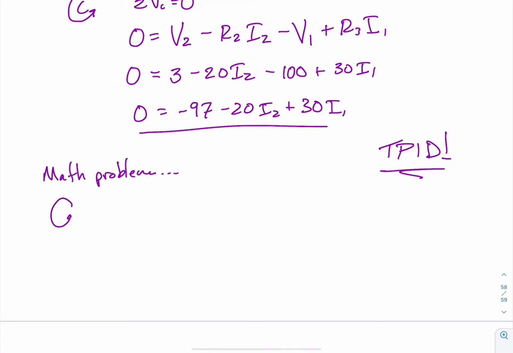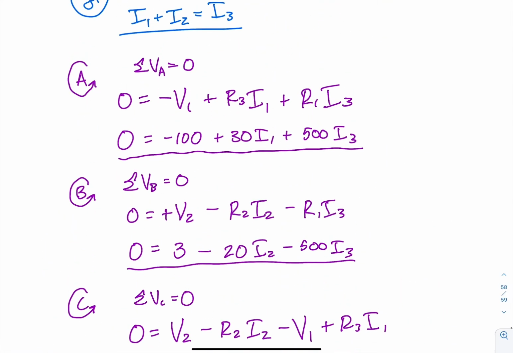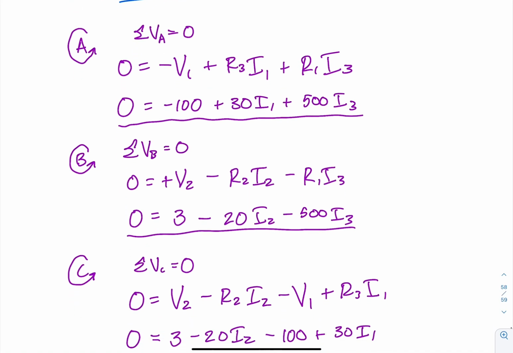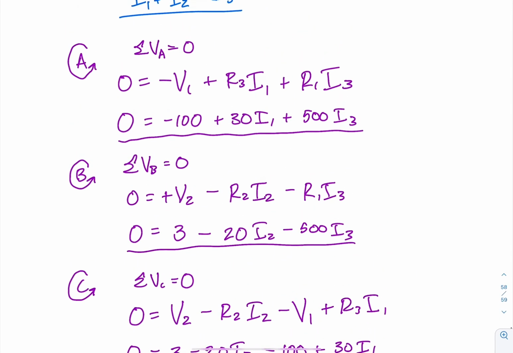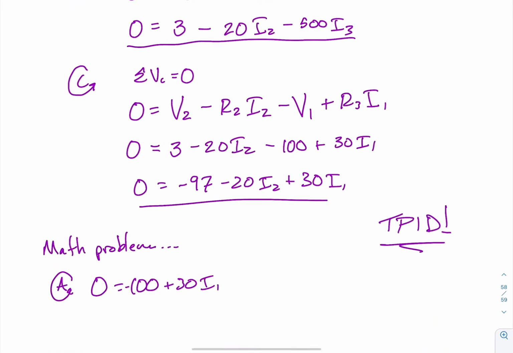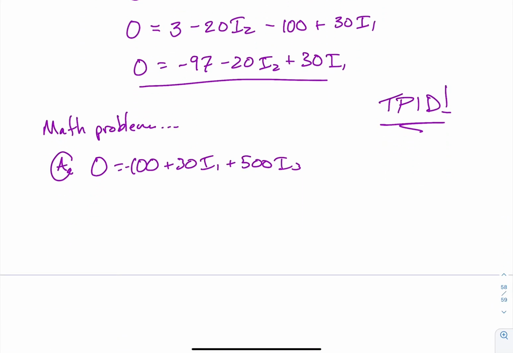So we're going to start with loop A and see where it takes us. So 0 equals negative 100 plus 30I1 plus 500I3. So for this, I would probably divide by 10 on everything, and so we'll also be moving this 100 over. So we'll have 10 equals 3I1 plus 50I3.